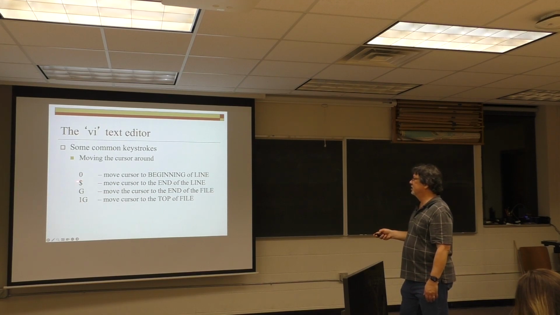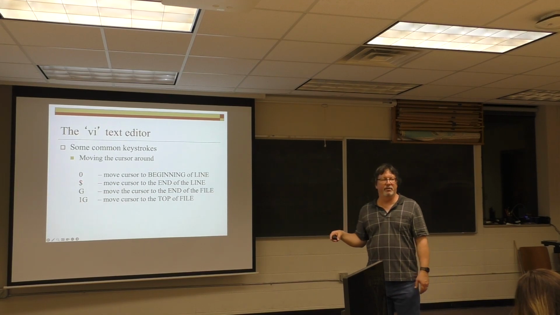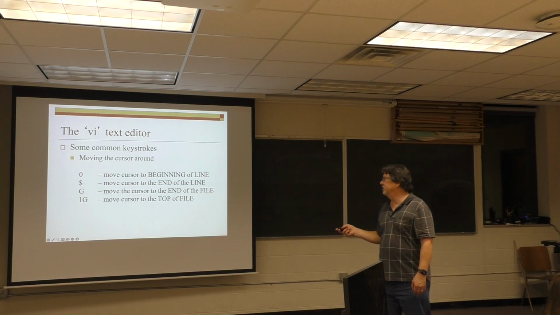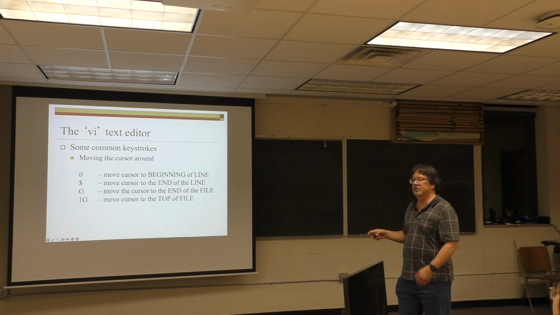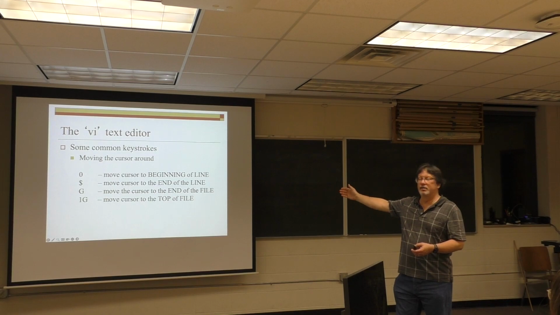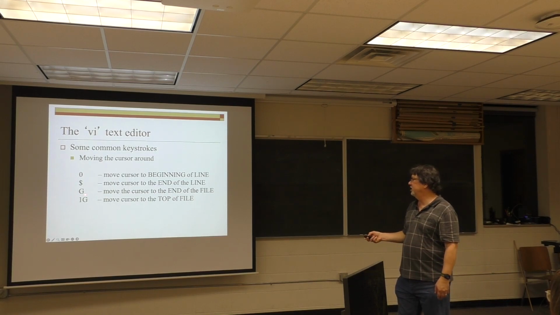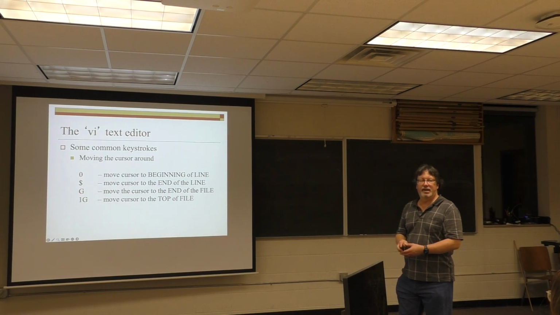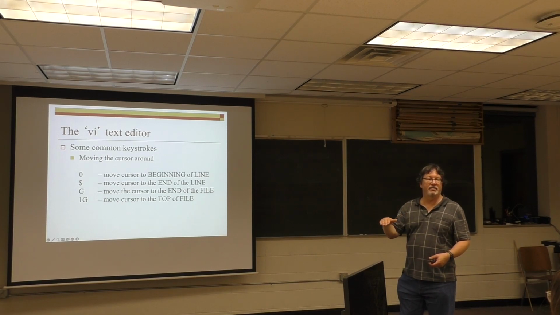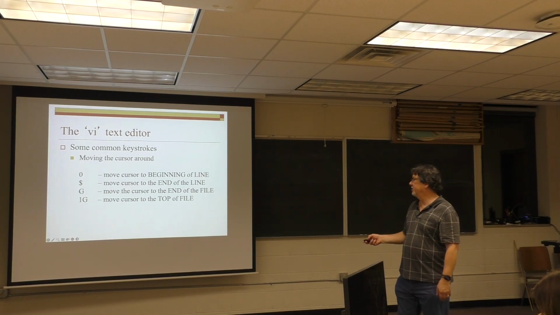A 0 will move the cursor to the beginning of the line that you're on. A $ sign will move the cursor to the end of the line that you're on. A capital G will move the cursor to the end of the file, the beginning of the last line of the file. If you give it a number before it, it will move to the beginning of that line of the file.